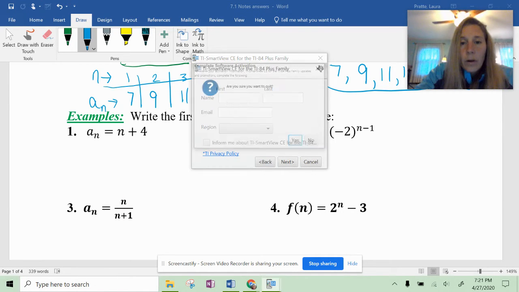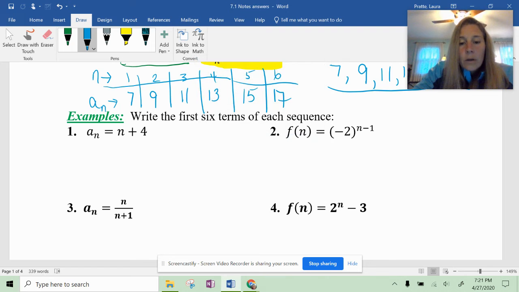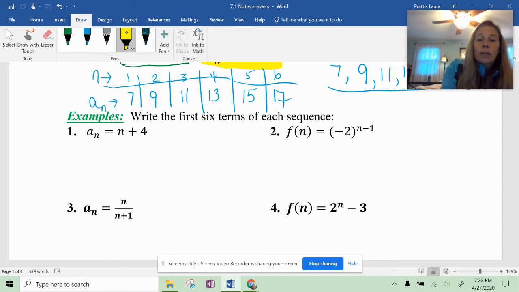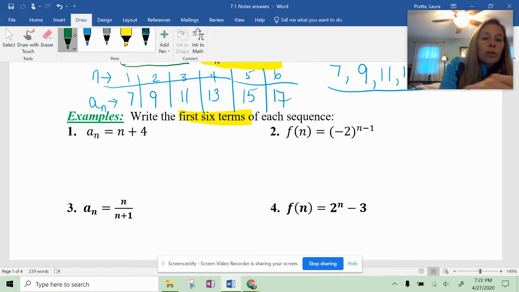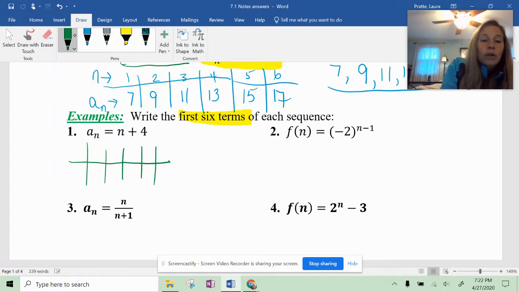All right, well, I don't know why that was happening, but anyway, write the first 6 terms of each sequence. So again, because I have the first 6 terms, I'm just going to set it up as that input-output table. So I know I'm plugging in 1, 2, 3, 4, 5, and 6 for each one of these, and then I'm getting my outputs, right?